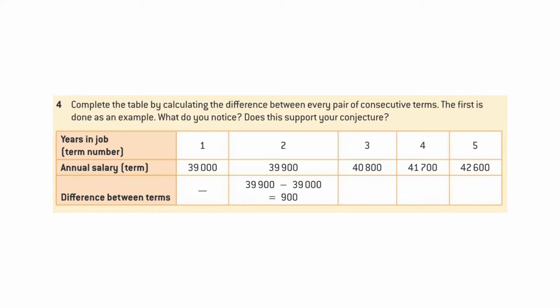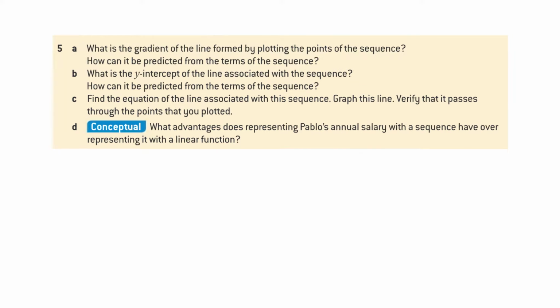And if we relate this back to the graph that we saw, it was a straight line graph because the slope was constant. It was 900 divided by 1. The slope was 900. Question 5a, what is the gradient of the line formed by plotting the points of the sequence? How can it be predicted from the terms of the sequence?